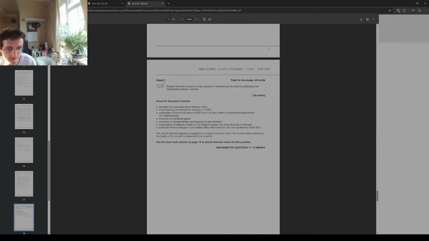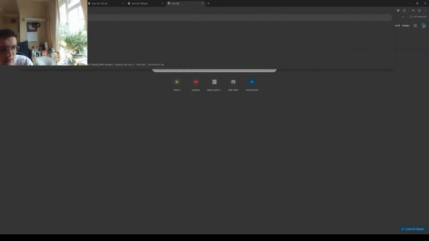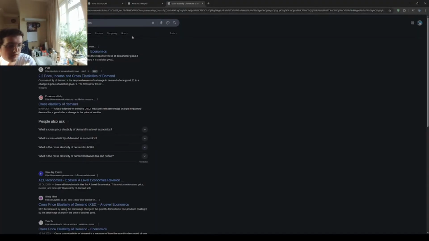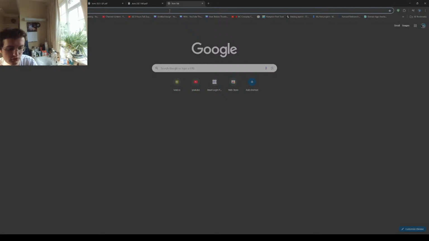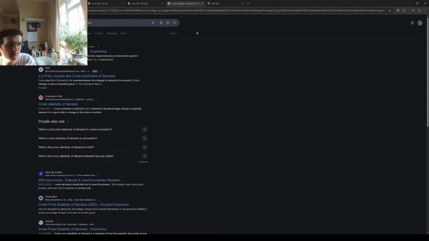Boring. Okay. Cross-elasticity of demand. Examples of complementary goods. Interrelated examples of how changes in one market affect other markets and the significance of cross-elasticity of demand. Okay. Let me just go check something. Elasticity of demand, A-level economics. Measure the responsiveness of demand for good X following. Yeah, exactly. I thought so, so I got that definition right. Thank you. Let me just Control-Shift-T again just to confirm. Responsiveness of demand of good X following a change in good Y, where Y is a related good. So what's the formula?